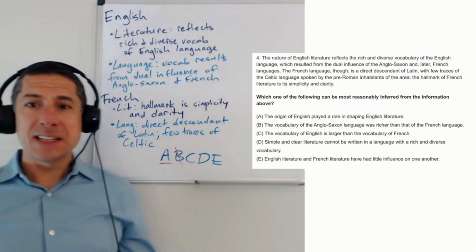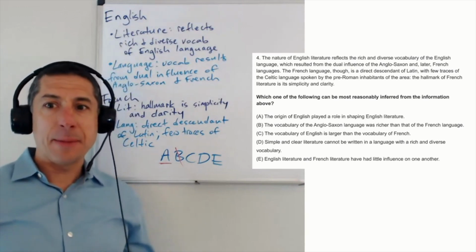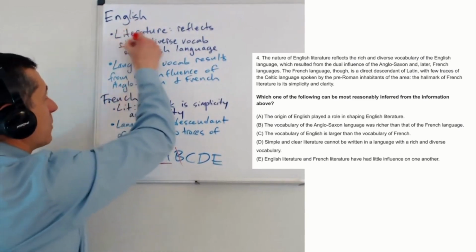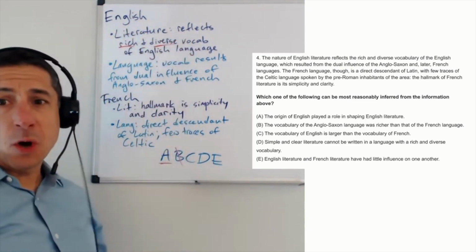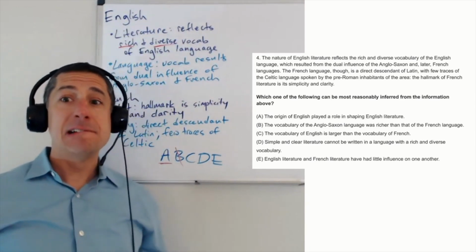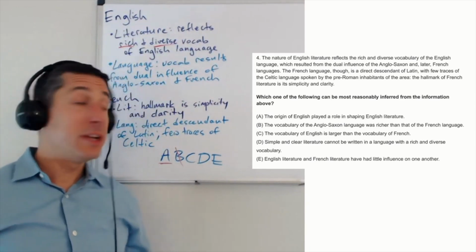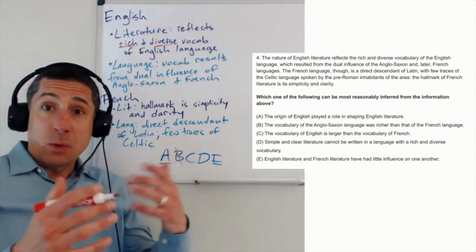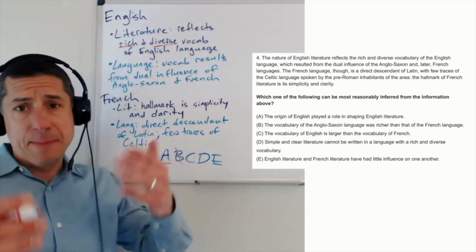The vocabulary of English is larger than the vocabulary of French. Well, we don't necessarily know that. What do we know? We know that English has a rich and diverse vocabulary. What do we know about the French vocabulary? Nothing. Nothing at all. We know that French is a direct descendant of Latin, but we don't know whether it's larger. We don't know how many words there are in French, or for that matter, Latin.